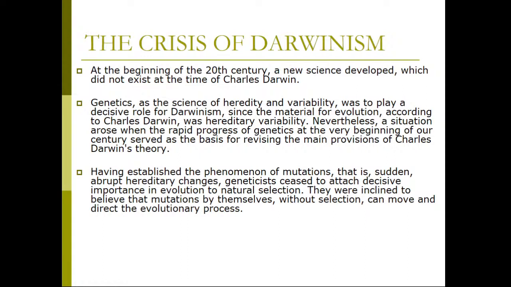the theory of evolution: Darwin's theory does not work. This theory cannot explain all the positions which happen with animals, with flora, with fauna, with people, and so it does not work. And this is the period we call the crisis of Darwinism. It was at the beginning of the 20th century that a new science developed, which did not exist at the time of Charles Darwin.